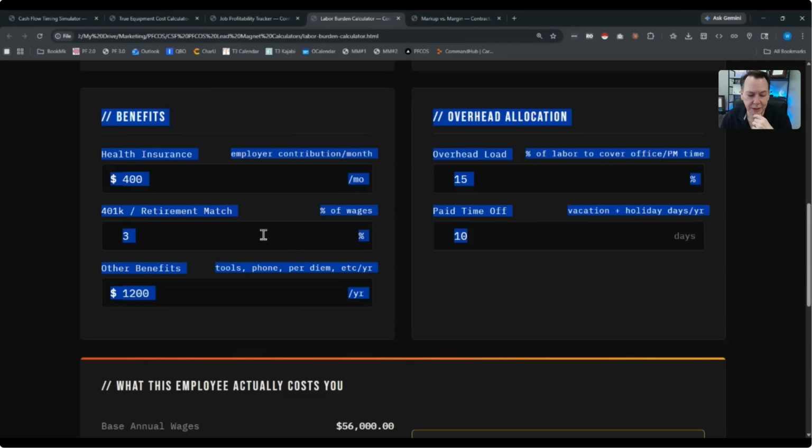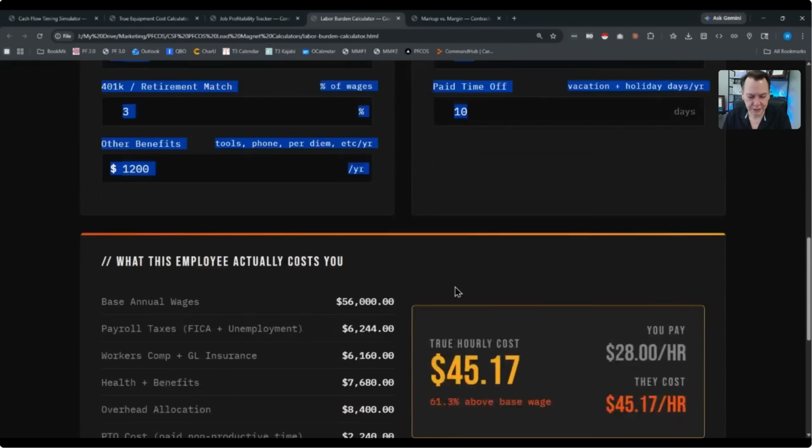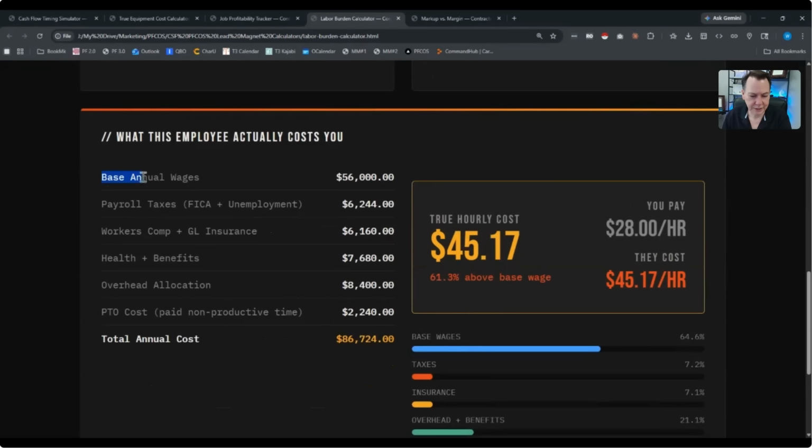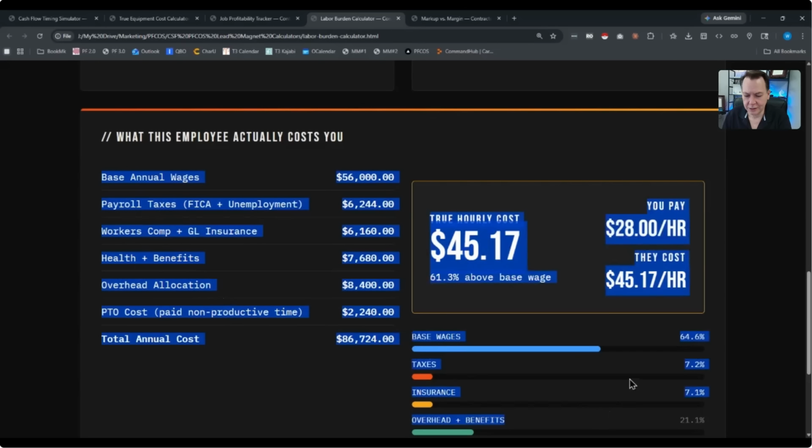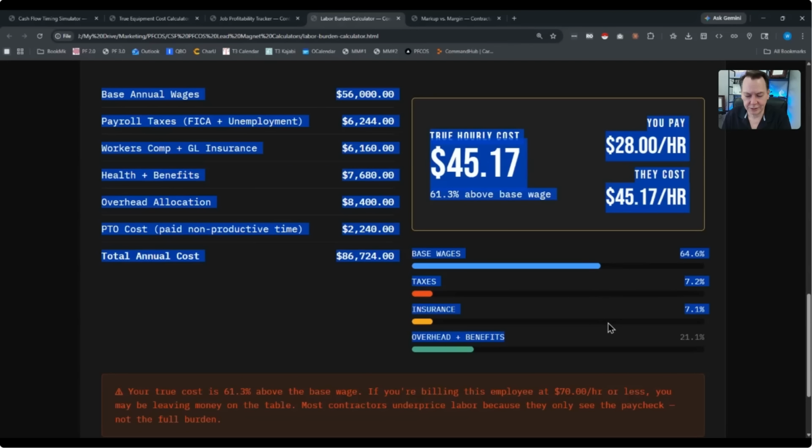If you're giving some kind of match on your retirement, maybe a phone or tools, per diem, all that stuff plays into it. Again, this is sort of a top-level calculator. The idea is, I bumped this one to, I think I said $28 an hour, but at $28 an hour, it's actually costing you $45.17 an hour to pay for this person. And most people are floored when they see these kinds of things.